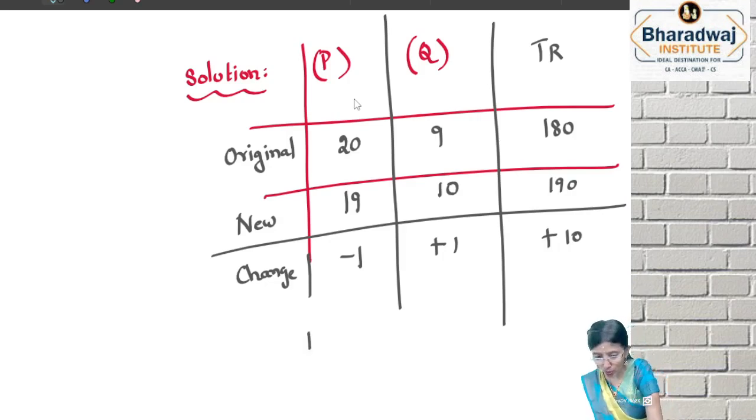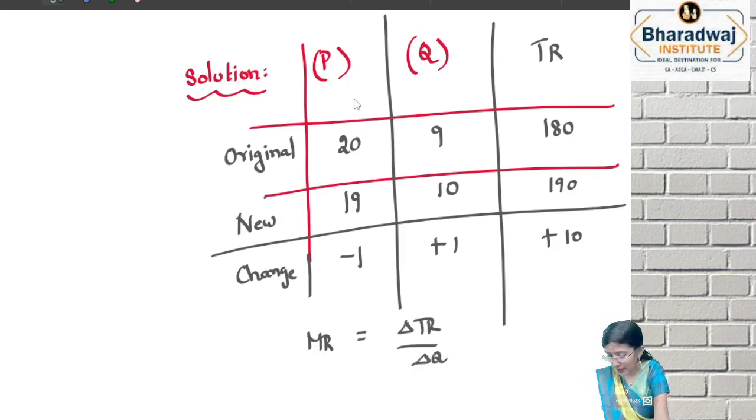Okay. Now, when I want to put the formula, MR is equal to delta TR by delta Q. So, what is my delta TR? My delta TR is 10. My change column tells. Okay. What is the change in the quantity? It is 1. Answer is 10.